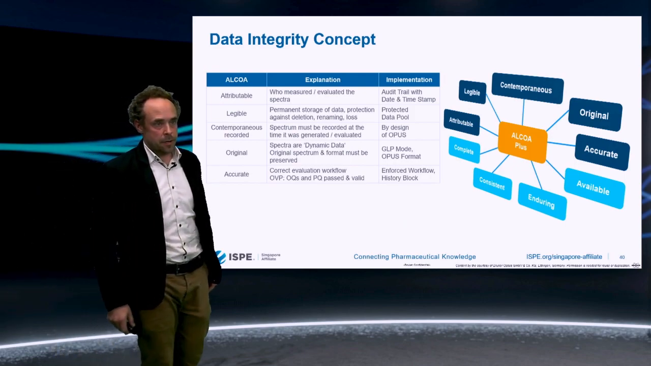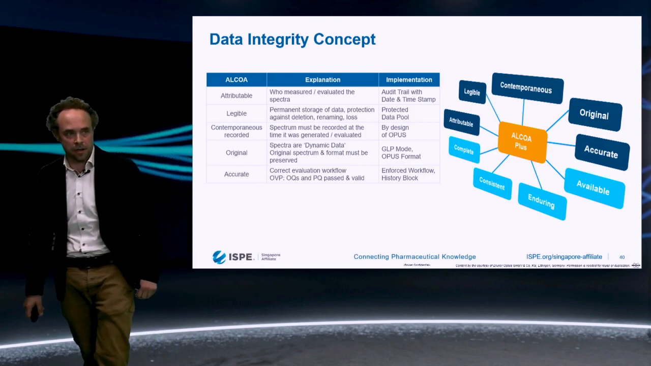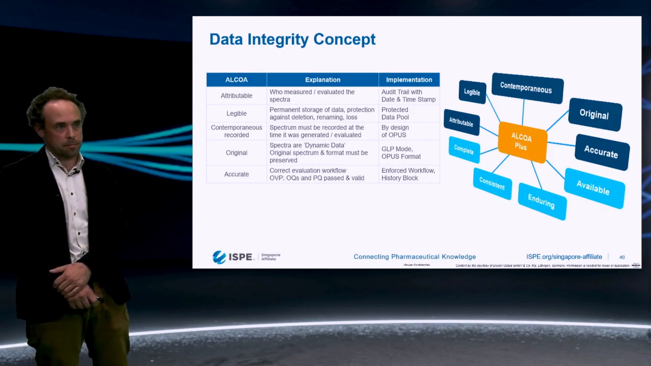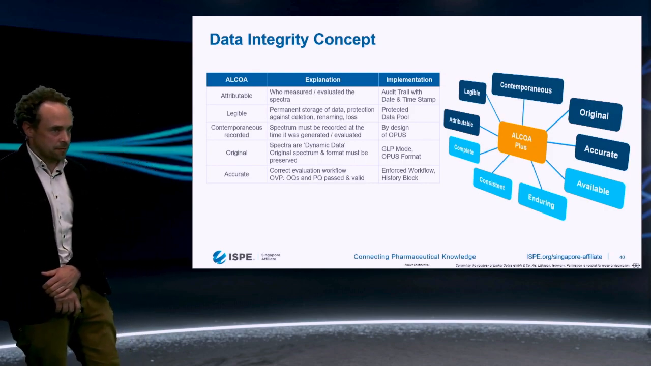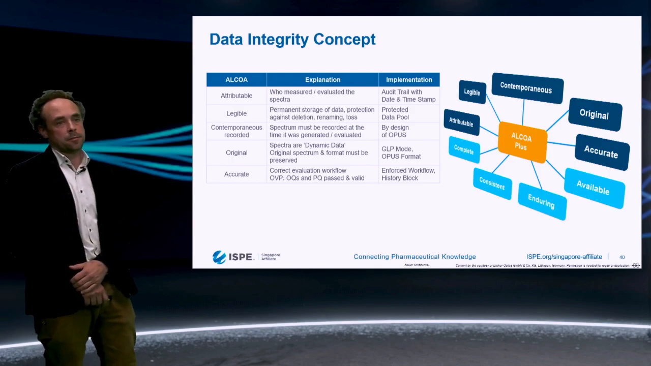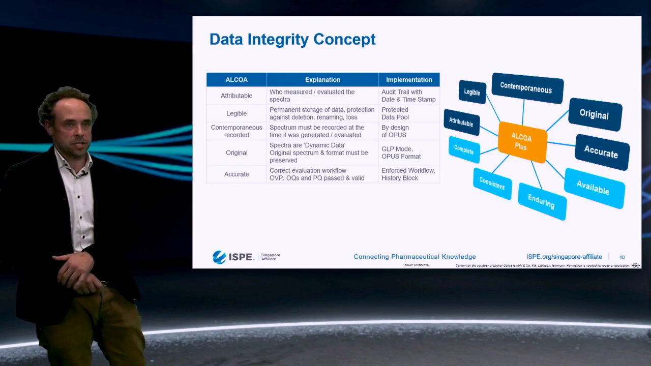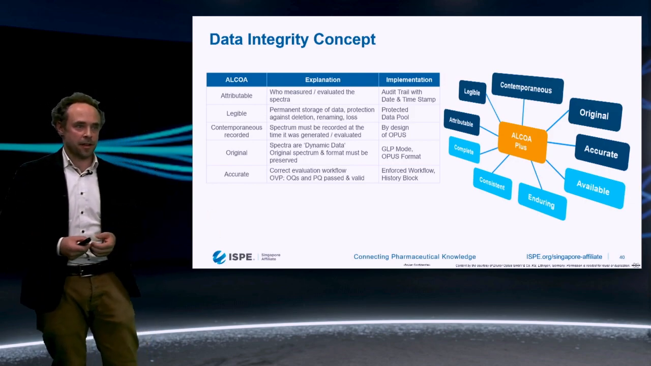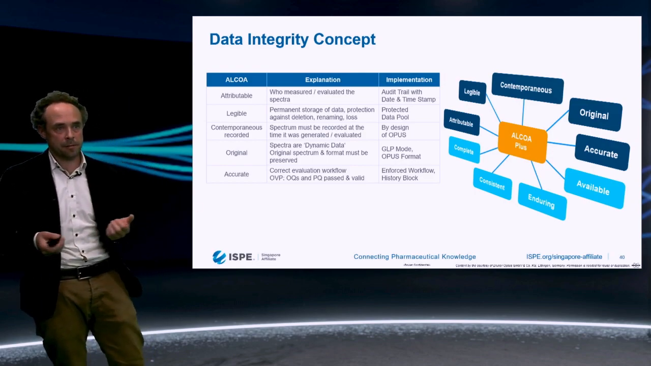Then, of course, one needs to have a data integrity concept. It's very important these days that things follow the ALCOA Plus principle. So let's go quickly through this, what ALCOA stands for. So data needs to be attributable. So it needs to be clear who measured a spectrum or evaluated something. Typically there's a user management in the background. Yeah, we have an audit trail with time and date stamp.